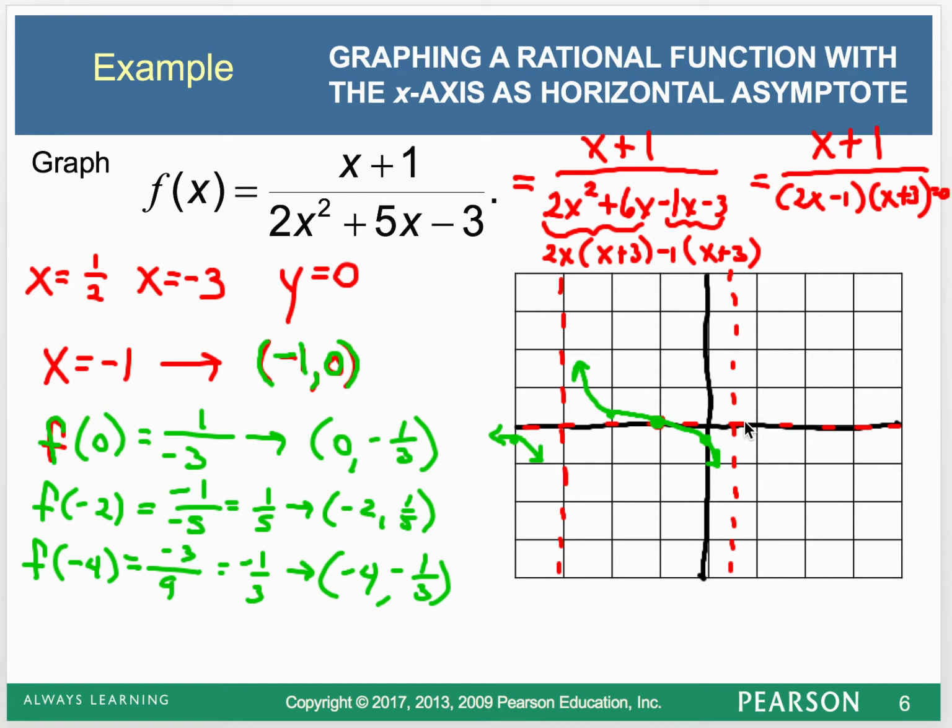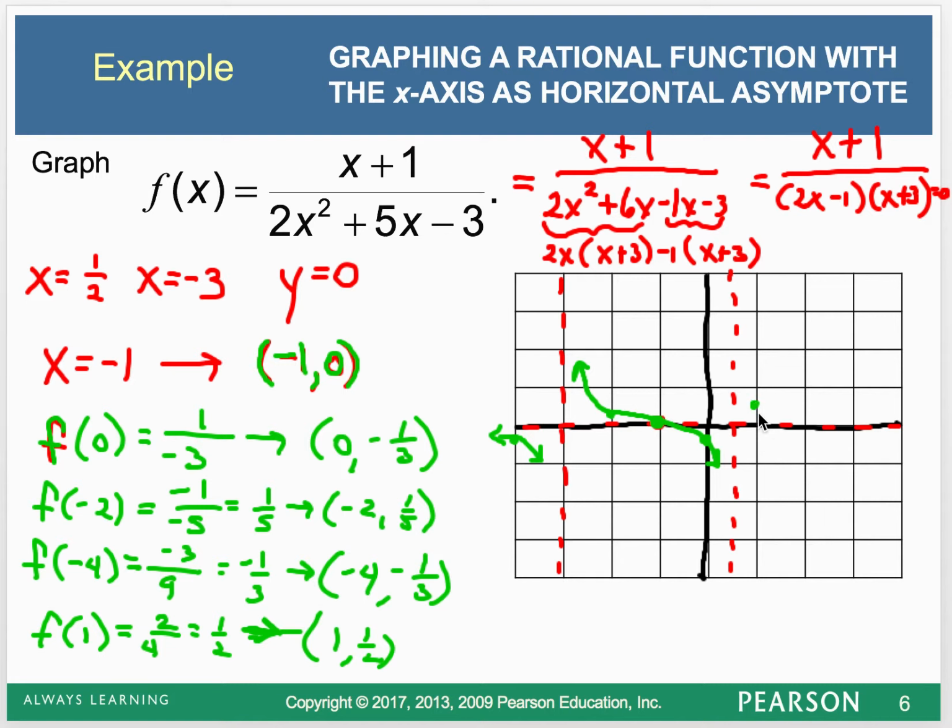Let's do f of 1. 1 plus 1 is 2. 2 times 1 is 2 plus 5, 7 minus 3 is 4. So that's 1/2. That gives me the point. Whatever, you know what I'm doing. That should be an arrow. Okay, it gives me the point 1/2. So there's 1 and 1/2.